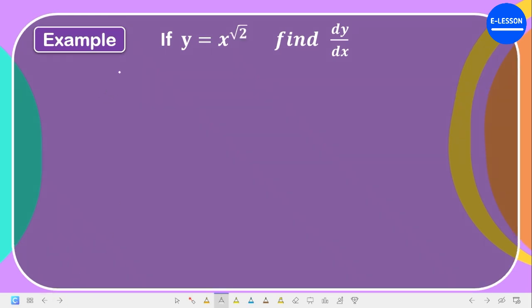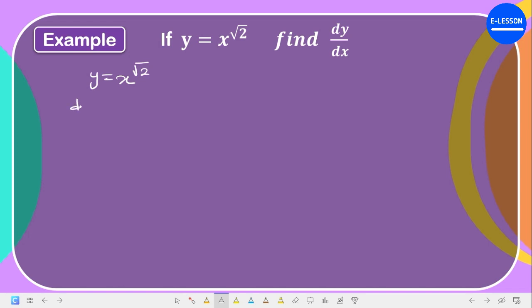How about you have something like this? y is equal to x raised to the power of root 2. Now, I would suggest that the best way to go about this question is, because root 2 means 2 raised to the power of half, and that one has its own value, leave root 2 as it is, and then simplify, or find the derivative.